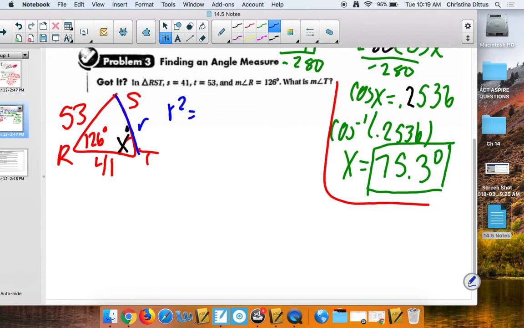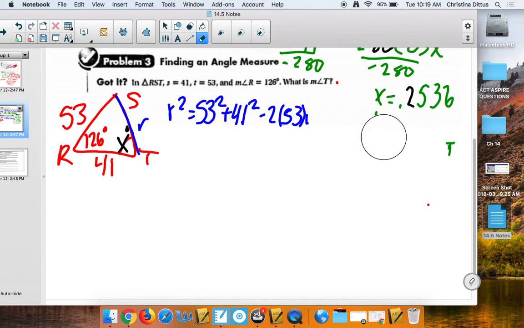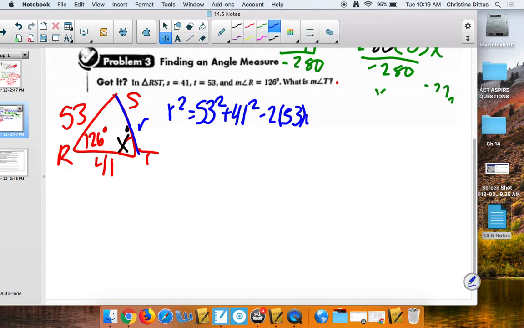Okay. Then what? Perfect. 53 squared plus 41 squared. And what? 2 times 53 times 41. I'm going to erase this stuff. Hopefully everybody has that. What else? Good. Cosine of 126.